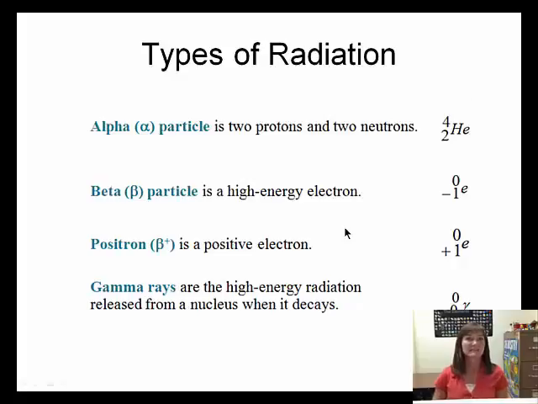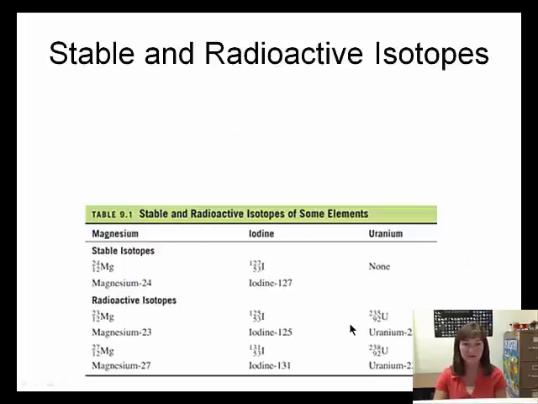So this is just kind of a summary, again, of some of those particles that I just had on the previous slide. The alpha particle is 2 protons and 2 neutrons, so there's the nuclear symbol. Beta particle is a high energy electron, so it has this symbol with a -1 down here, kind of symbolizing that it has the negative charge. A positron is a positive electron, so that's why you'll see it with this negative symbol, but it has a +1 here. A gamma ray is just high energy radiation released from the nucleus when it decays, and so there's our nuclear symbol. So make sure you have these 3 particles memorized.